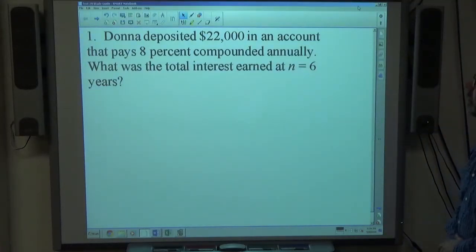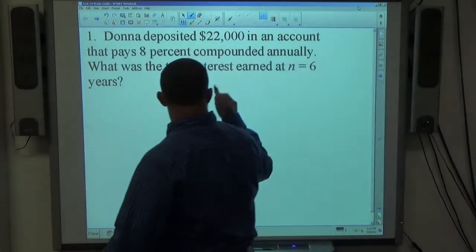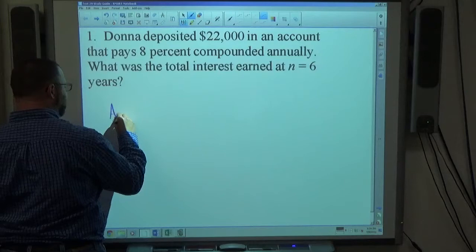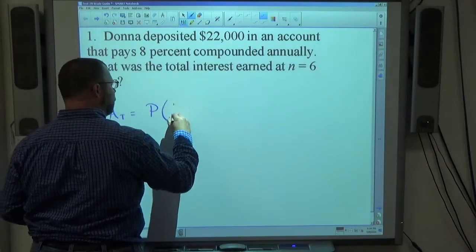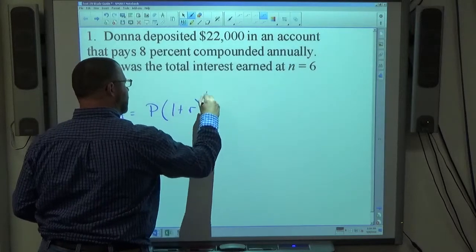Okay, number one on our study guide, Donna deposited $22,000 in an account that pays 8% compounded annually. So when we see compounded annually, we know the final amount is equal to the initial amount of principal times 1 plus the interest rate as a decimal to the number of years power.